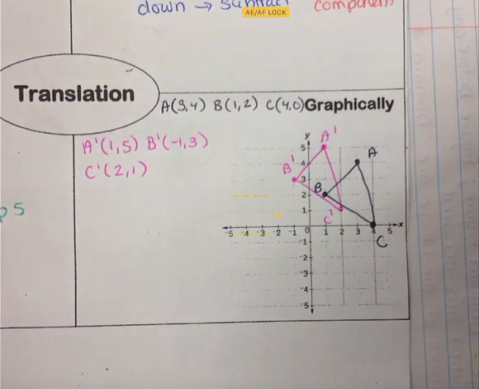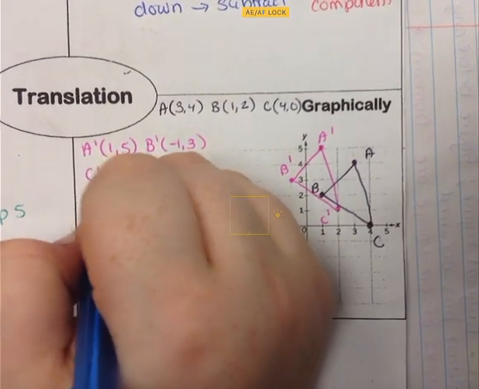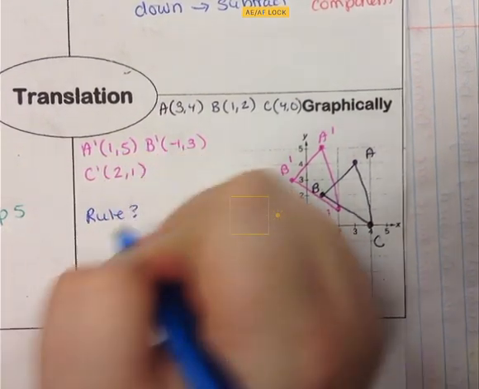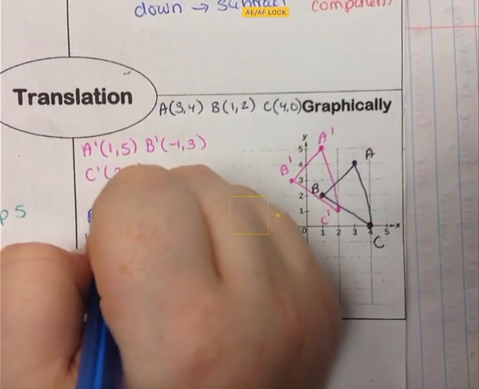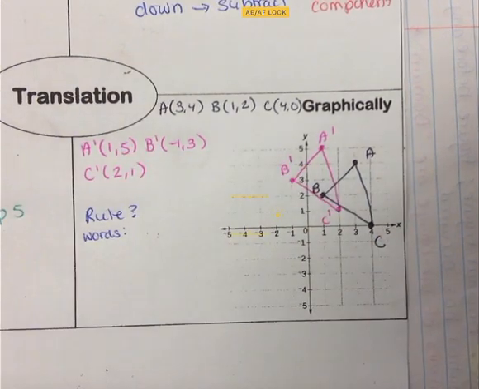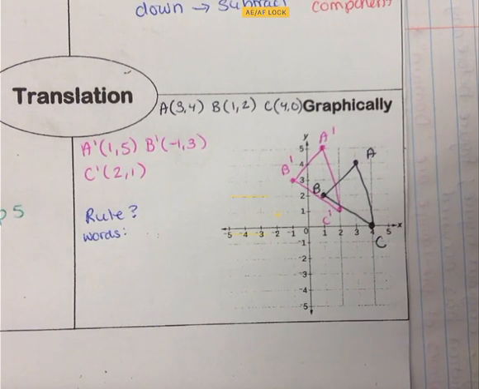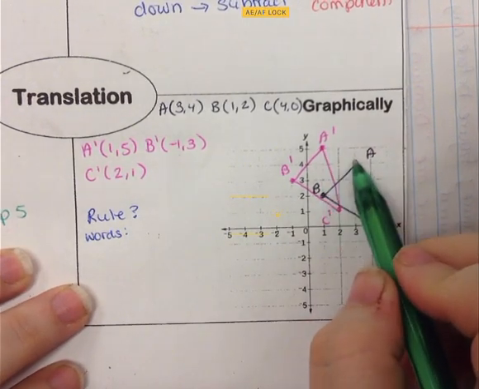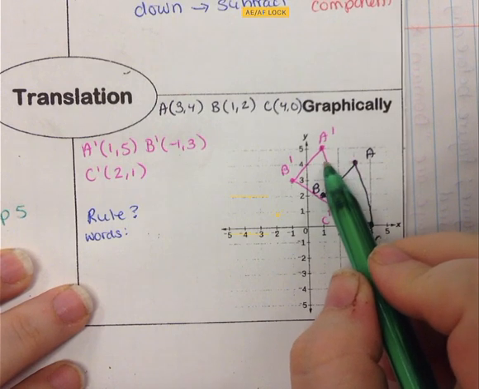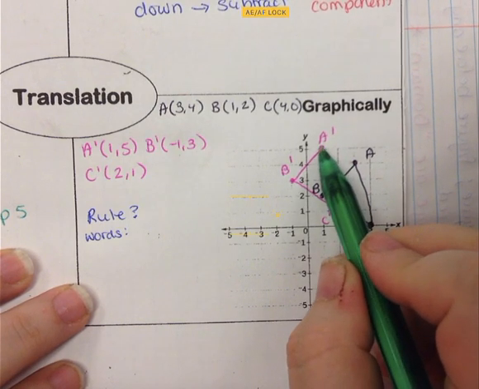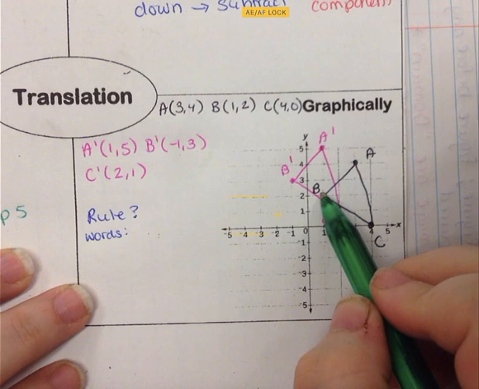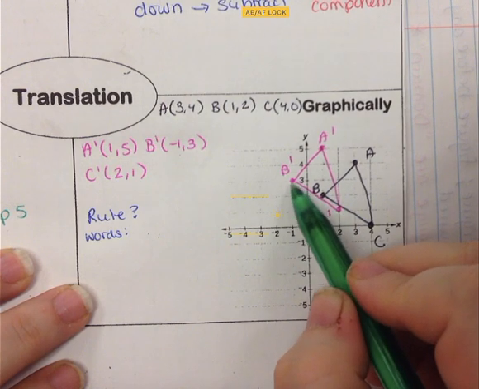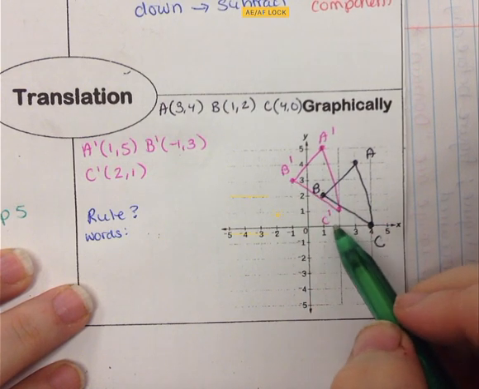So the question might be asking, what is the rule? If I ask, what is the rule? So in words, it's important to know the words so that you can easily determine the rule for it. So words, how did we get from A to A prime? So from A, you had to go left 2 spots and then up 1. Do we do the same thing from B to B prime? So left 2 and up 1.